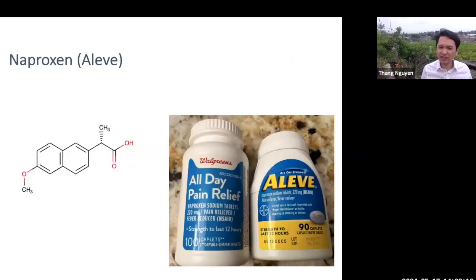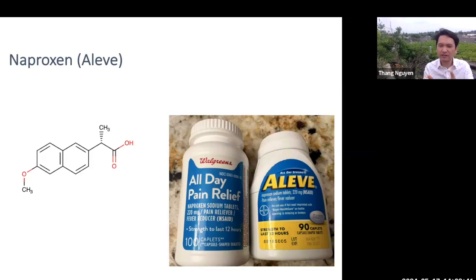Now, the third and last of these NSAIDs is naproxen, and you may see it sold in the brand name of Aleve. Okay, now let's look at the molecule here. It has 2 aromatic rings. What functional group is this? This is the ether group. And then again, it has that carboxylic acid. So again, it probably still has those side effects where it's not good if you have any stomach problems.